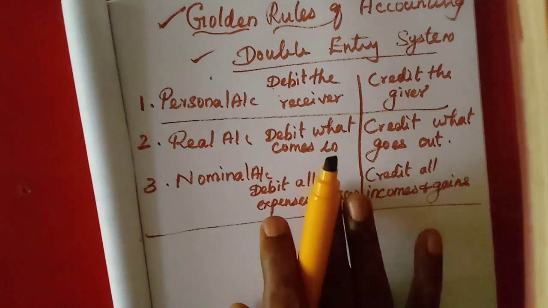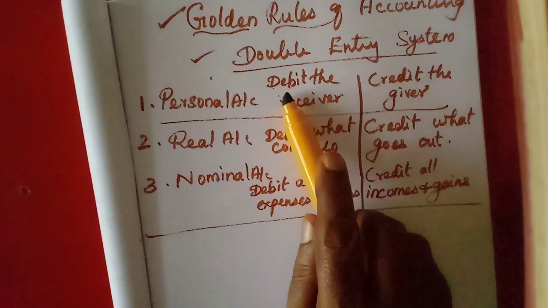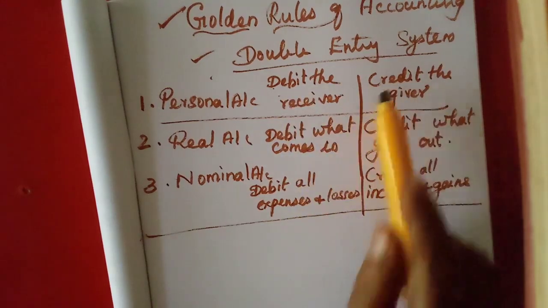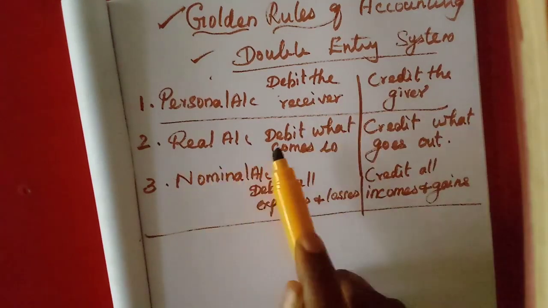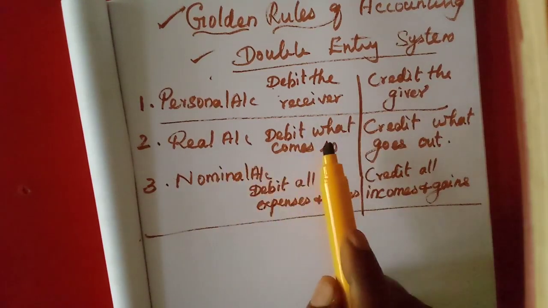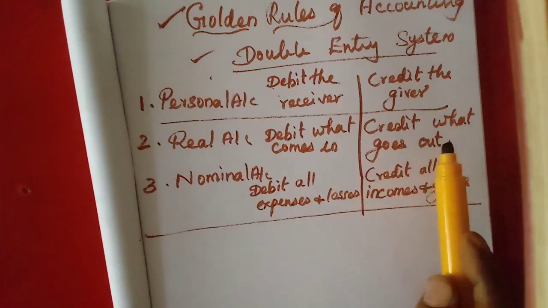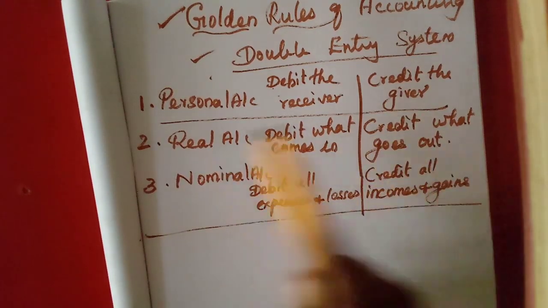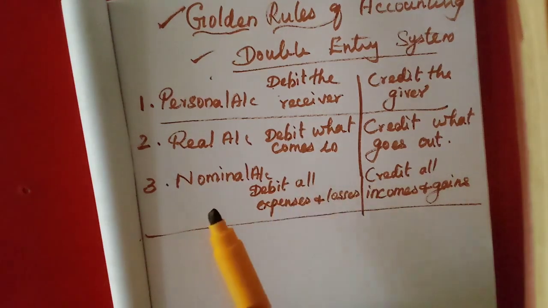Personal account, what is the rule? Debit the receiver. A person is involved, no? So the one who receives the thing we should debit, the one who gives the thing we should credit. Thing means things or money, whatever it is. Real account: if we purchase something, like land, or some machinery, the machinery is coming inside, so we should debit. What is going out? Cash we are giving, so cash is also a real account. It goes out. Then debit all expenses and losses in the nominal account.